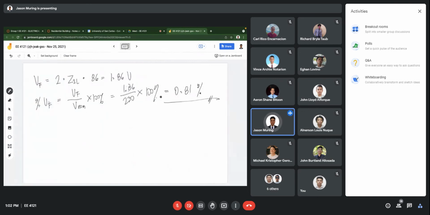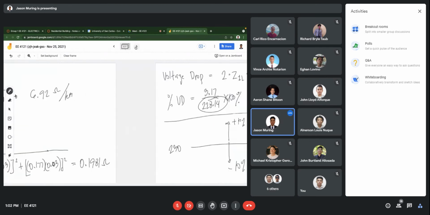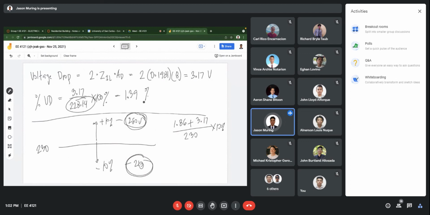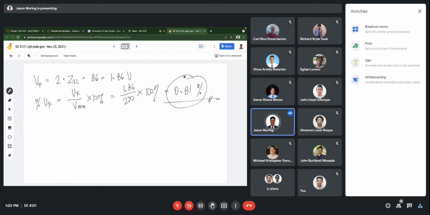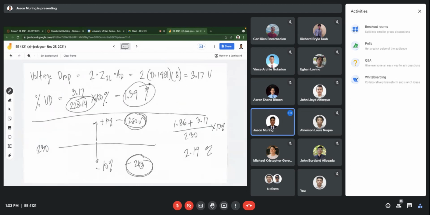If you look at the values here, 2.18 is more or less the same. If you calculate it as a whole, it is 2.19. If we add 0.81 plus 1.39, I have here 2.2, while here we obtain 2.19, so you can see it is approximately close to that value already. Again, this is the total, the feeder plus branch circuit.